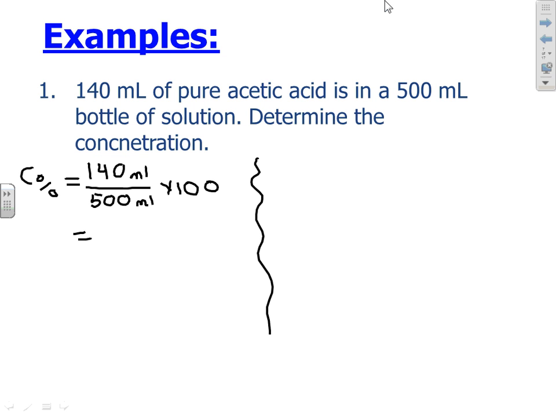Now, the other way I showed you was with the ratios. You could also do it like this. If we're looking for the percentage concentration, that goes up on the top. So I could say X over 100 is equal to 140 milliliters of the solute over 500 milliliters of the solution. And there you can see I've represented it as the ratio. This is the same as this. Either way, it doesn't matter, okay?